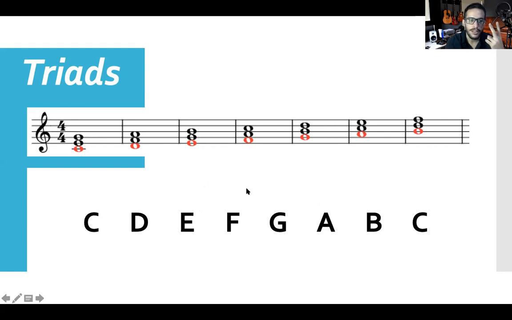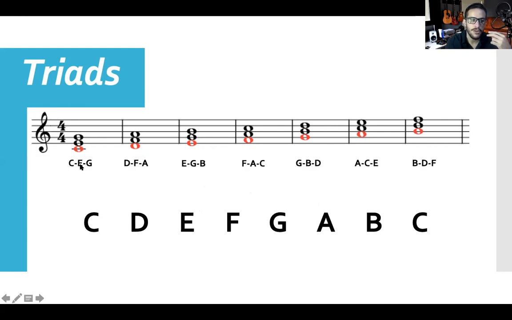So if we do that, we have that the notes of all the triads are going to be this. From C, you have C, E, G. From D, you have D, F, A. From E, you have E, G, B. From F, you have F, A, C. From G, you have G, B, D. From A, you have A, C, E. And from B, you have B, D, F.